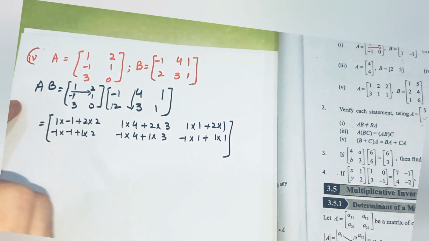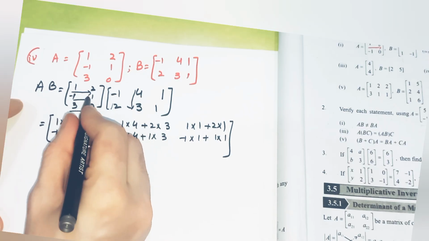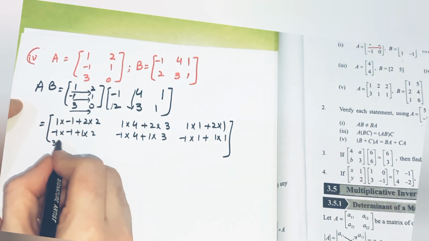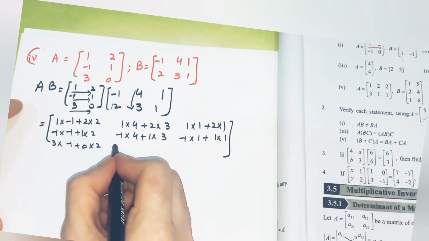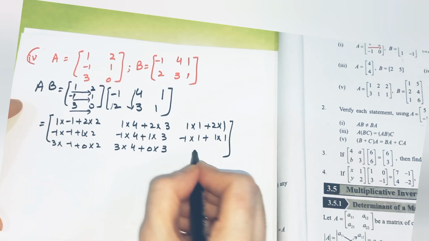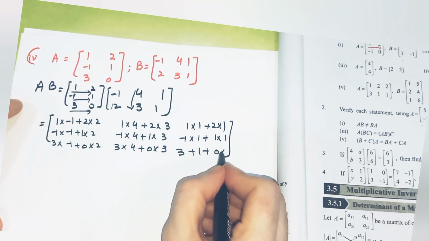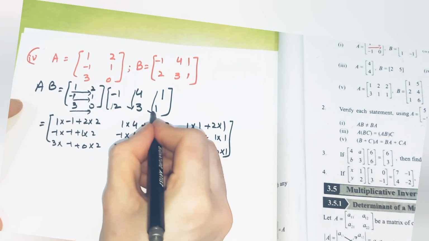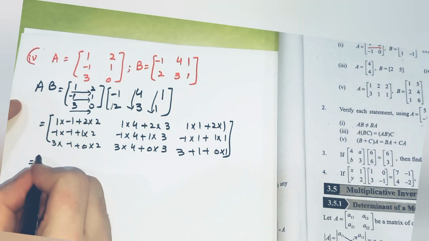This is the second row. Now multiply the third row. The third row is 3 multiplied by minus 1, 0 multiplied by 2, 3 multiplied by 4, 0 multiplied by 3, 3 multiplied by 1 and 0 multiplied by 1. This is the third column, last column. Rows into column, you must remember that.